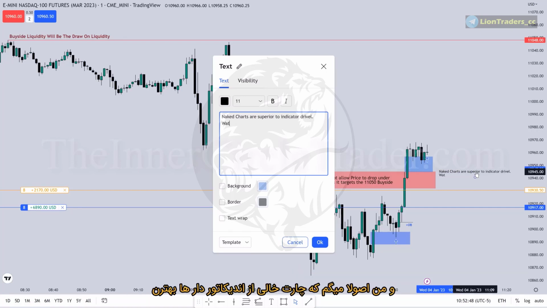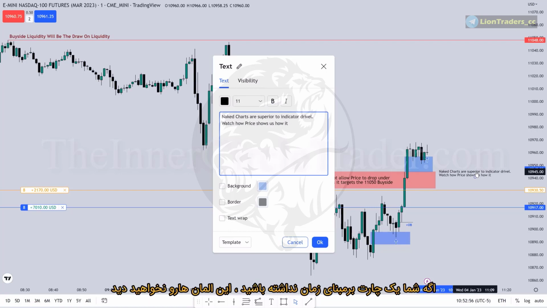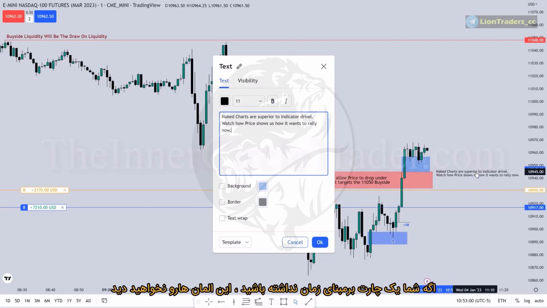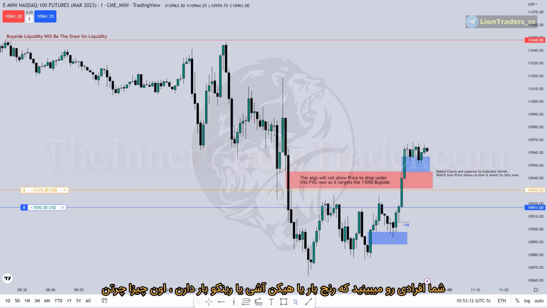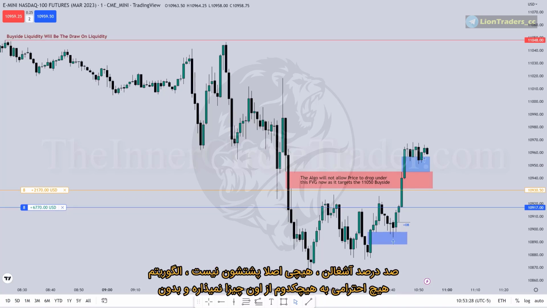And I'm basically saying that naked charts are superior to indicator driven. Unless you have a time-based chart, you're not going to see these elements. And watch how price shows how it wants to rally. You see people out there that have range bars, or they have Heikin-Ashi or Renko bars. That stuff's nonsense. It's absolutely garbage. There's nothing behind that at all. The algorithms have no respect of any of that stuff.